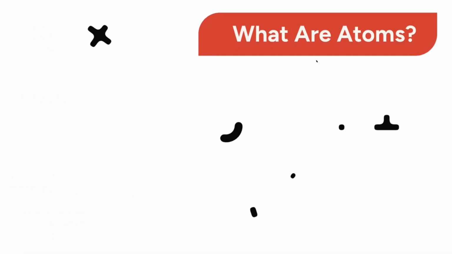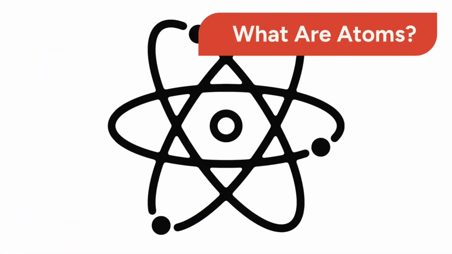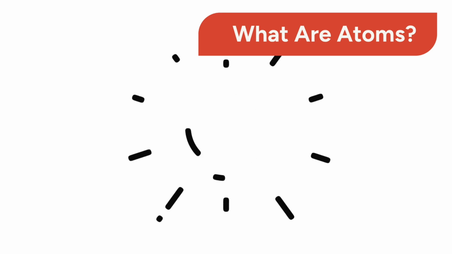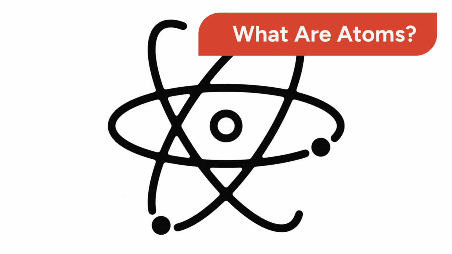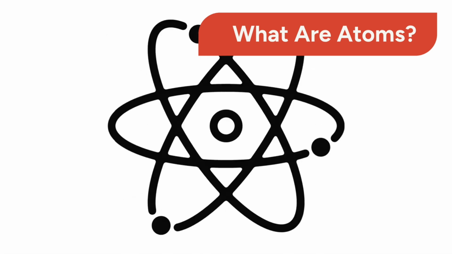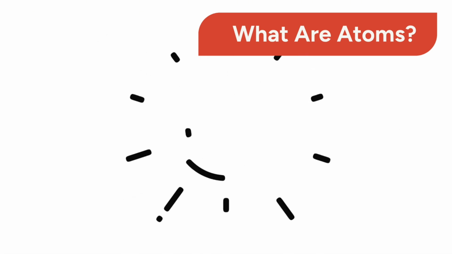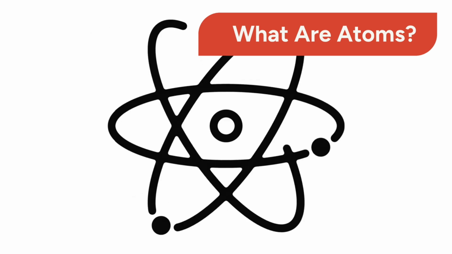Atoms are the smallest unit of an element that retains the chemical identity of that element. Think of them as the Lego bricks of the universe. Each atom is incredibly small, far too tiny to be seen with the naked eye, or even with a powerful light microscope. They are constantly in motion, vibrating, spinning, and interacting with each other.